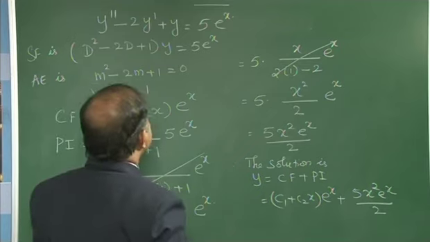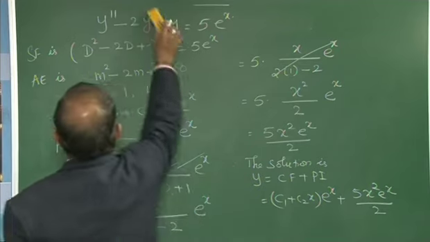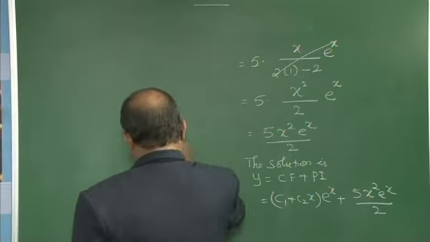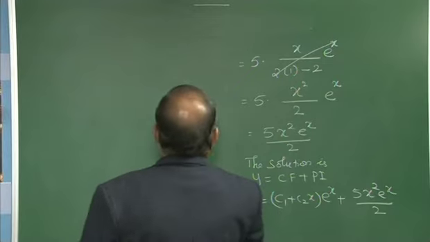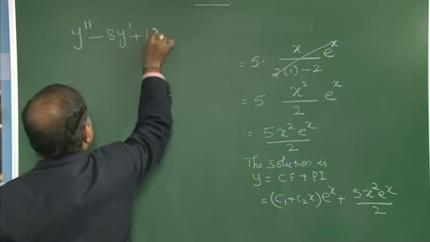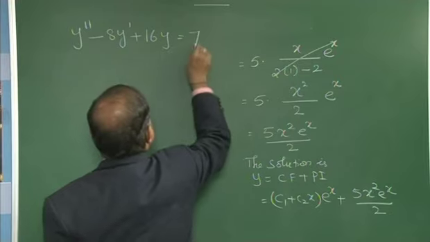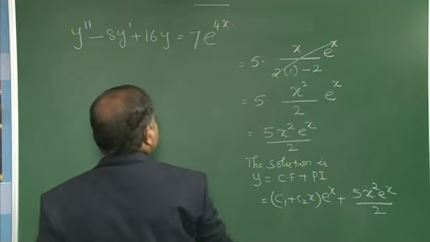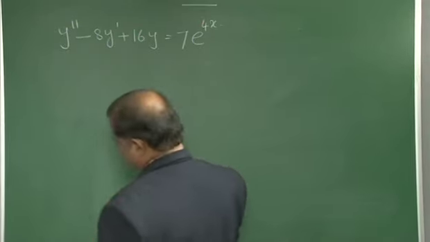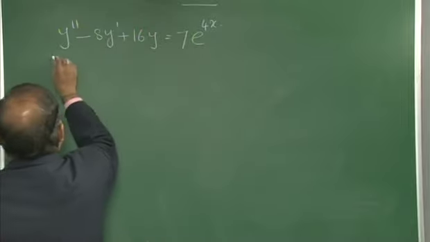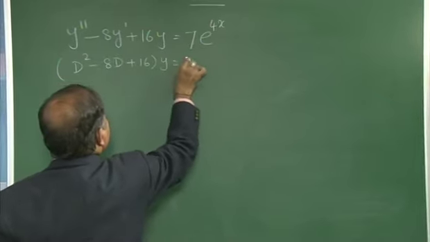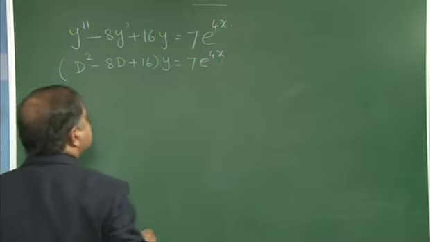In the same way you can use the questions which are in the textbook. Remember the ideas. Y double dash minus 8y dash plus 16y is 7 e power 4x. This also we can try. I will just tell you the clue. D square minus 8D plus 16, 7 e power 4x.